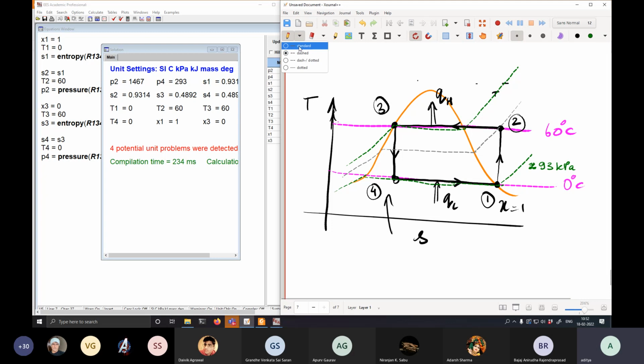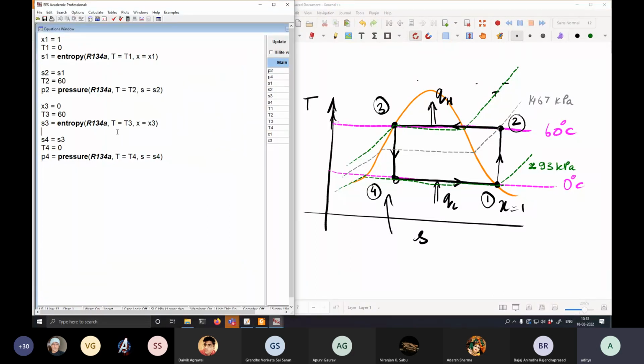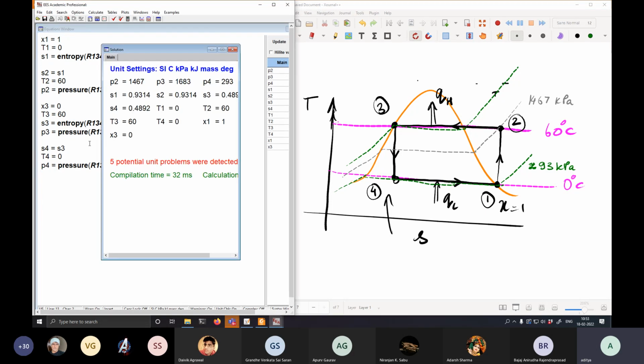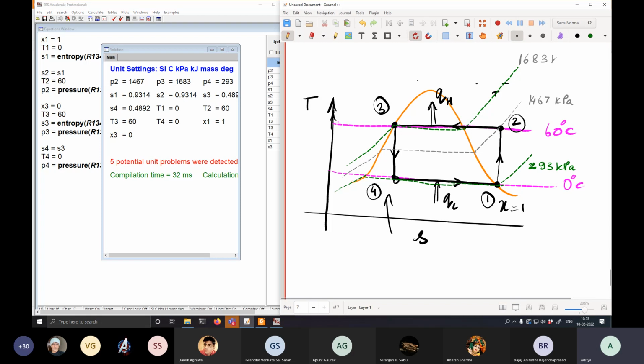Okay. Now, you expect the pressure at point 3 to be higher than the pressure at point 2. What is the pressure at point 2? 1467 kilopascal. For our own verification purpose, let us see what the pressure at point 3 is. So over here I can simply do P3 equal to pressure of R134A, T equal to T3 and X equal to X3. So P3 is 1683. So this is the 1683 kilopascal isobar. Are you convinced now how the isobars look? Anyone has any doubt in whatever I've shown so far?